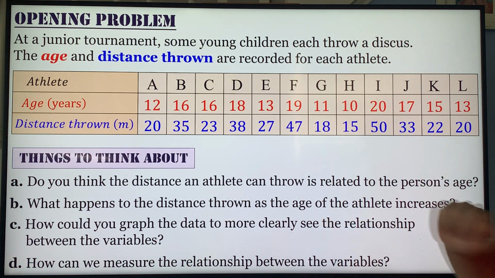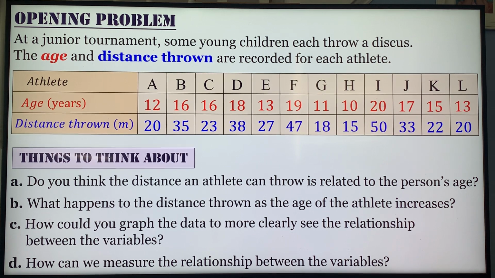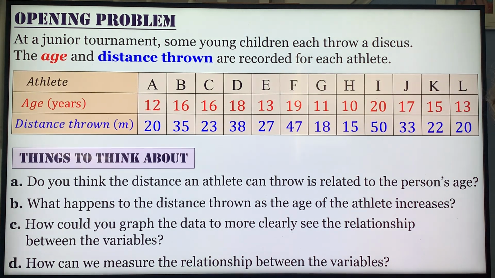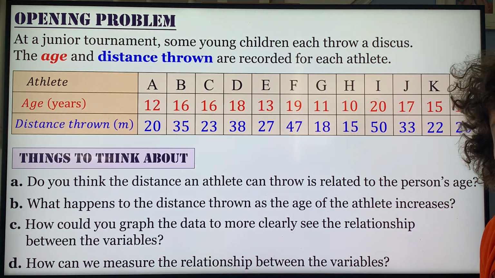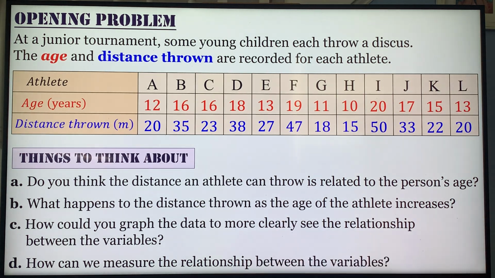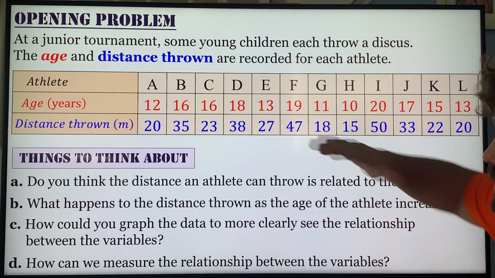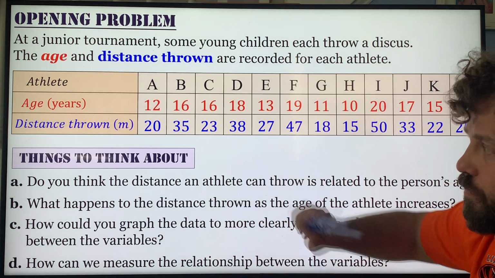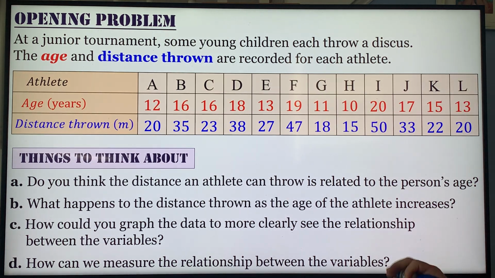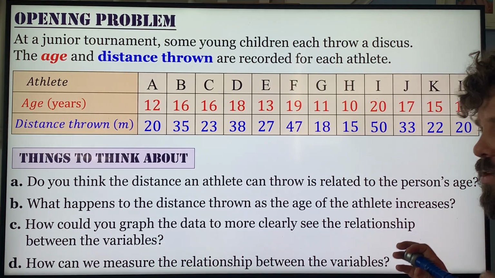Third, how do you graph the data more clearly to see the relationship between the variables? So how can we actually graph this data given to us? And then fourth, how can we measure the relationship between the variables? So how can we measure the relationship? Our two variables here are age and distance thrown. So how can we do those two variables? All right. So just think about that, and then we're going to learn how to do all this throughout the chapter.